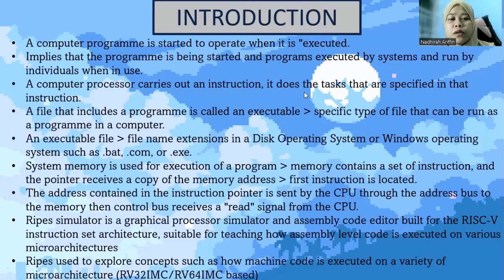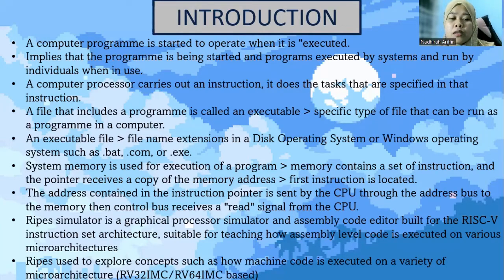a computer program is started to operate when it is executed. Then it implies that the program is being started, and programs are executed by the system and run by individuals when it is in use. Then a computer processor carries out an instruction. It does the tasks that are specified in the instruction. A file that includes a program is called an executable, and it is a specific type of file that can be run as a program in a computer.